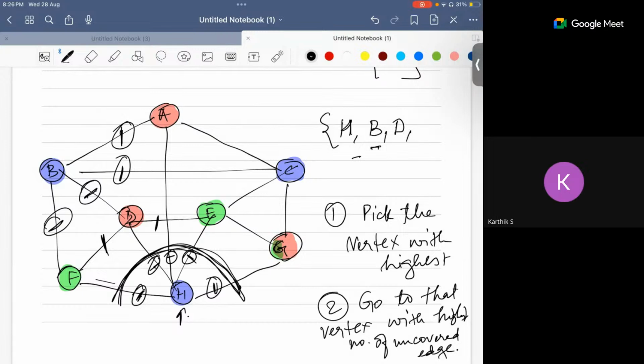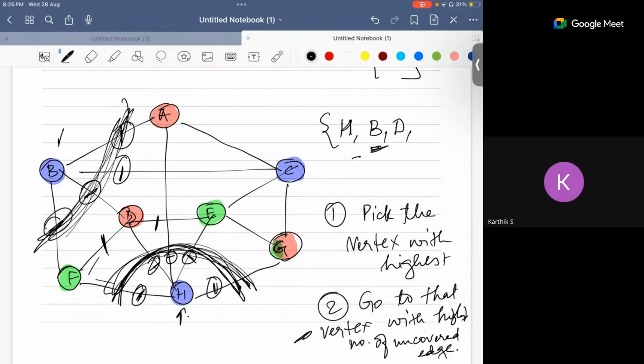Next step, what we do is go to the vertex which has the highest number of uncovered edges. This step you should keep on repeating. So the next step is B, because B has 4 uncovered edges, since these 5 are covered. So we took B, and after we took B, all these 4 edges are covered.